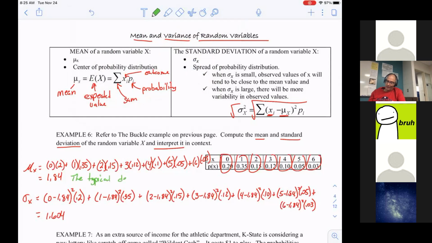The typical number of articles of clothing purchased at the Buckle from this salesman is 1.84 garments on average. And we're going to need that average in there.